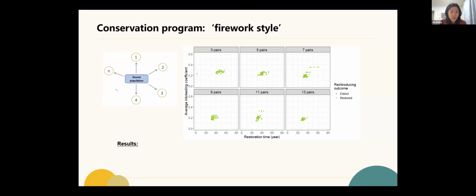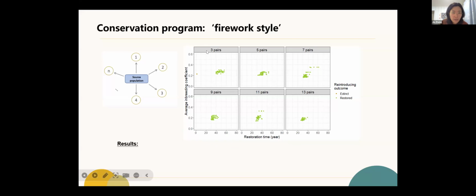And here I'm showing the simulation results of these two reintroduction strategies. For the first, firework style, this is the result, and the different panels mean how many pairs we plan to reintroduce to different populations. The x-axis is restoration time, and the y-axis is the average inbreeding coefficients. The green dots mean a successful restoration, and the red dots mean the population went extinct.